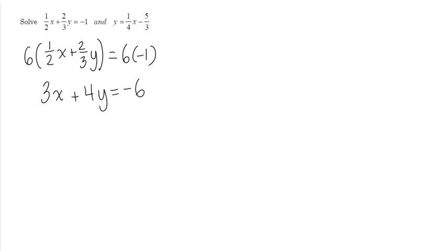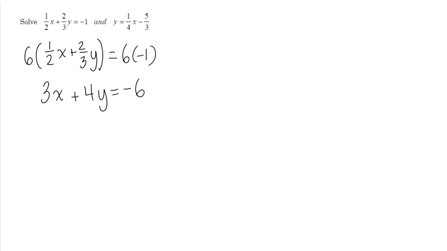Okay, so at this point, when we do 6 times 1/2, that's like 1/2 of 6, which is 3. So we have 3x, and then we have 2/3 of 6. 6 times 2/3 is the same as 2/3 of 6, which gives us 4. We can also think 6 times 2 is 12, and then divide by 3 is 4, just however that works in your head. And then we have 6 times -1 gives us -6.